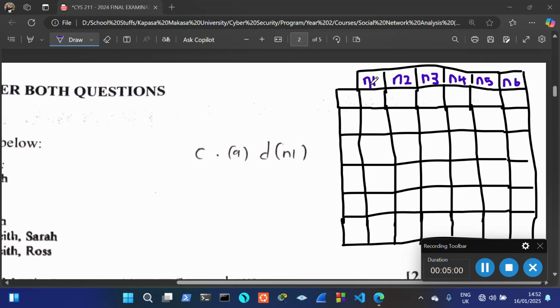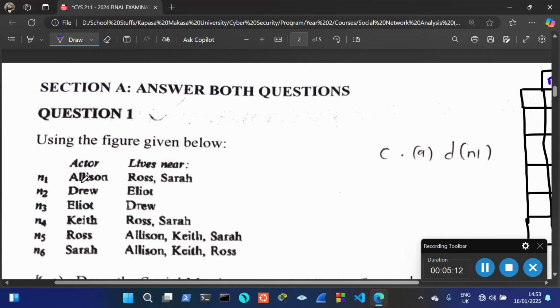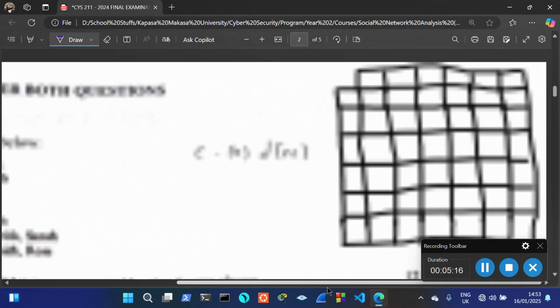So these nodes are representing those actors. So N stands for node, then 1 is the position number, so node 1. Node 1 in this case represents Alison. N1 is Alison. So we now want to indicate these same labels, from N1 to N6, onto our columns. So let me just pause the video and do that.